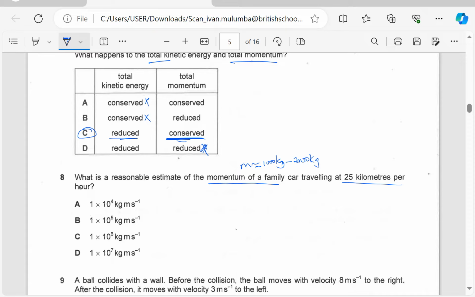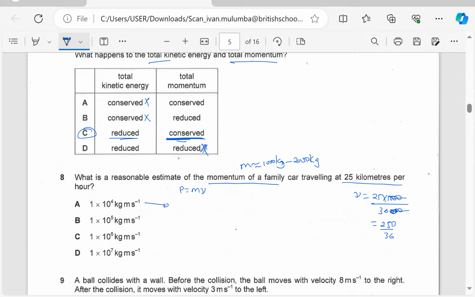I'll first change the speed to meters per second. So this will be 25 times 1,000 per hour, divided by 3,600. So the v is going to be 250 divided by 36. That is going to be my value of v. So let me check the first one to see. I'm using the equation for momentum. Momentum is equal to mass times velocity.